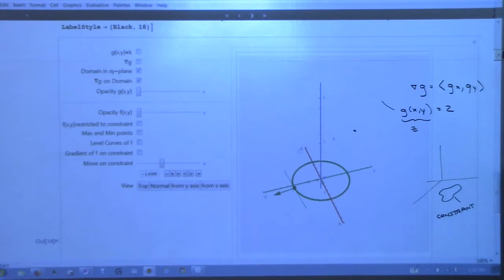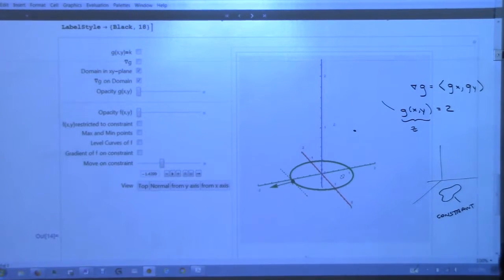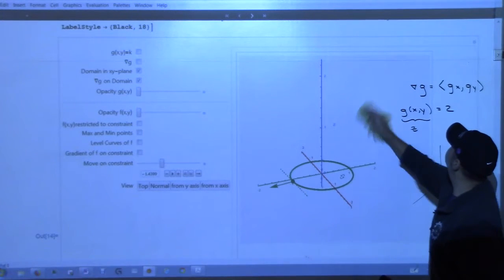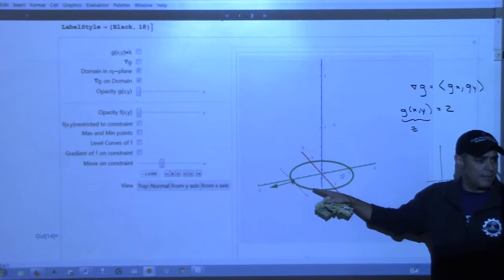So now you know where this is coming from, right? We have some surface that was set equal to a constant. We computed its gradient, and that's the picture we have, right?